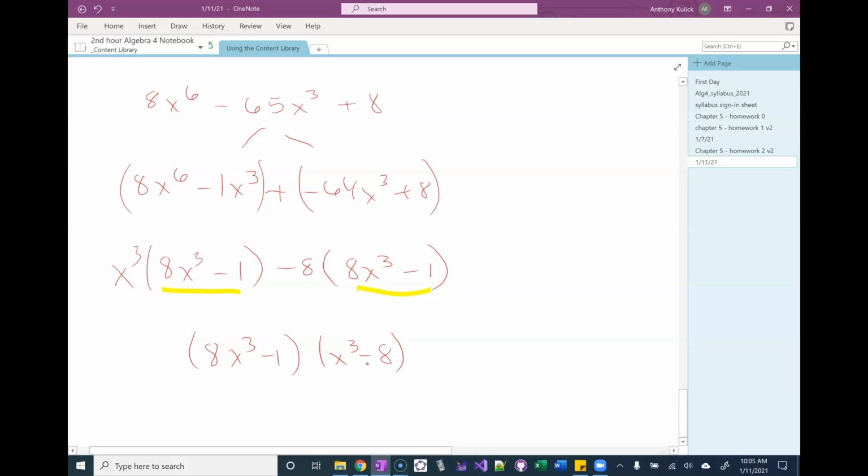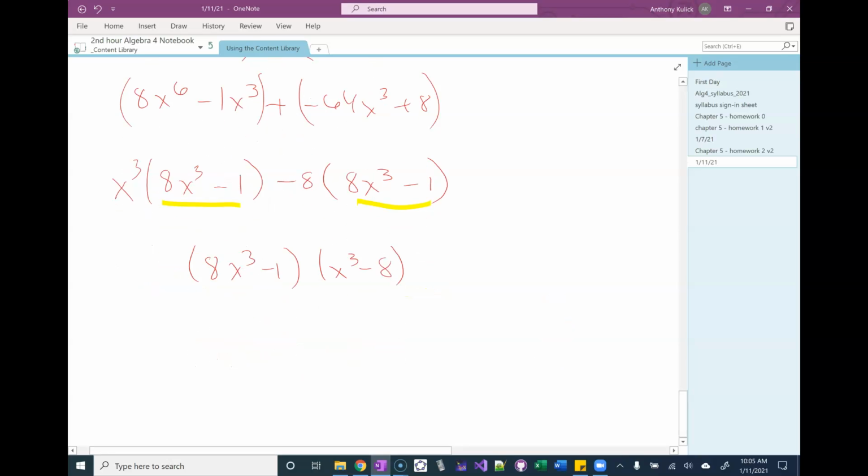Now we need to check each one of these through the two-term branch. So we'll start with the 8x cubed minus 1. Is that a difference of two squares? Definitely not, because the exponent is odd. Is it a sum or difference of two cubes? It is.